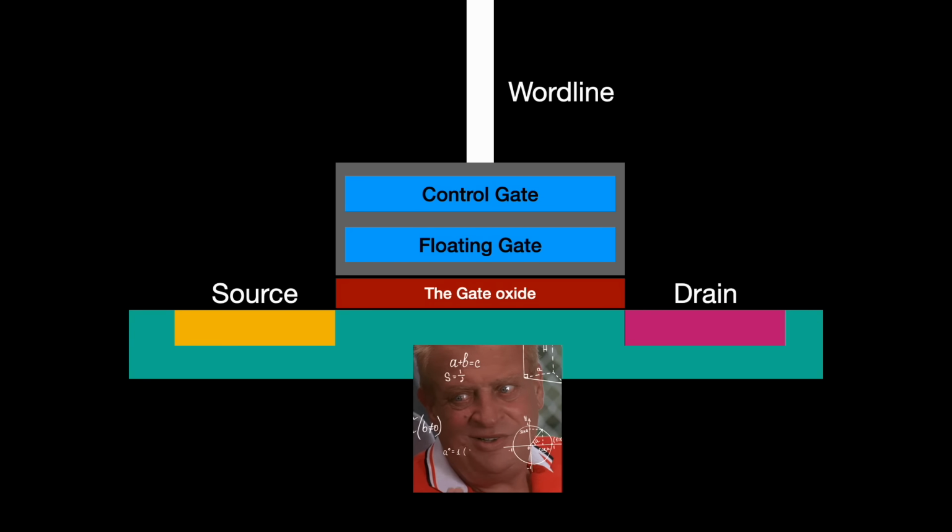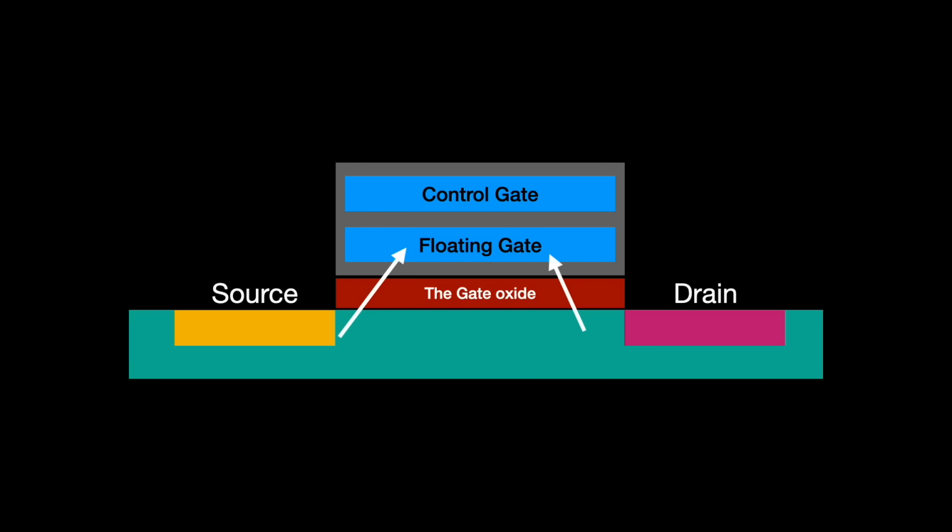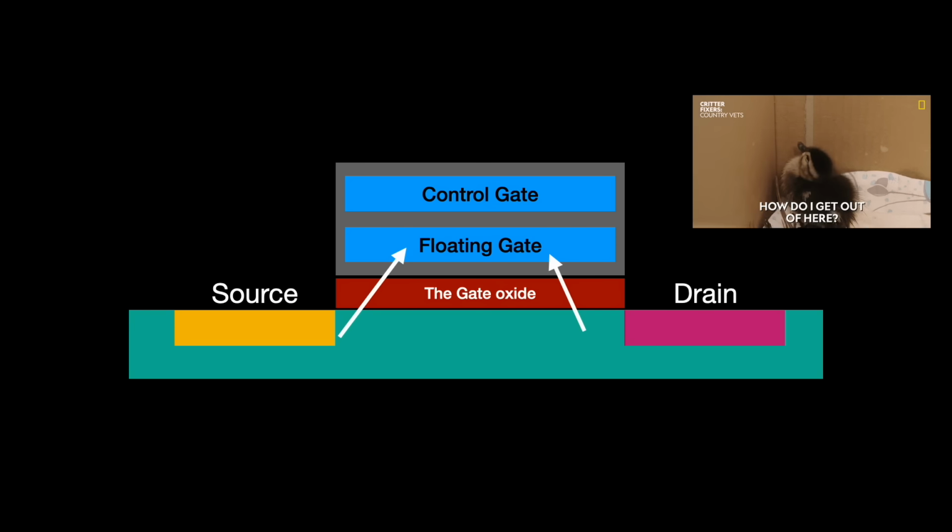Electrons can be sent into the floating gate, crossing the insulating oxides. This is called programming. And the gate is so well insulated, once it stores those electrons, it can store them for a very long time, 10 years or more.